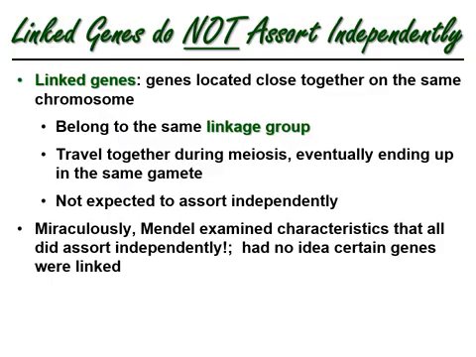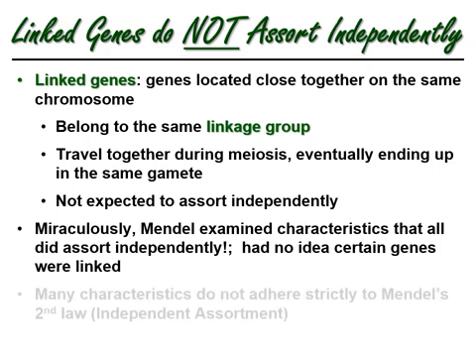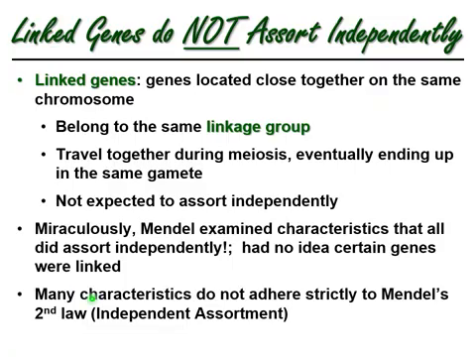But we now know of linked genes, genes that travel together through meiosis because they are close together on the same chromosome. So many characteristics do not adhere strictly to Mendel's second law, the law of independent assortment.